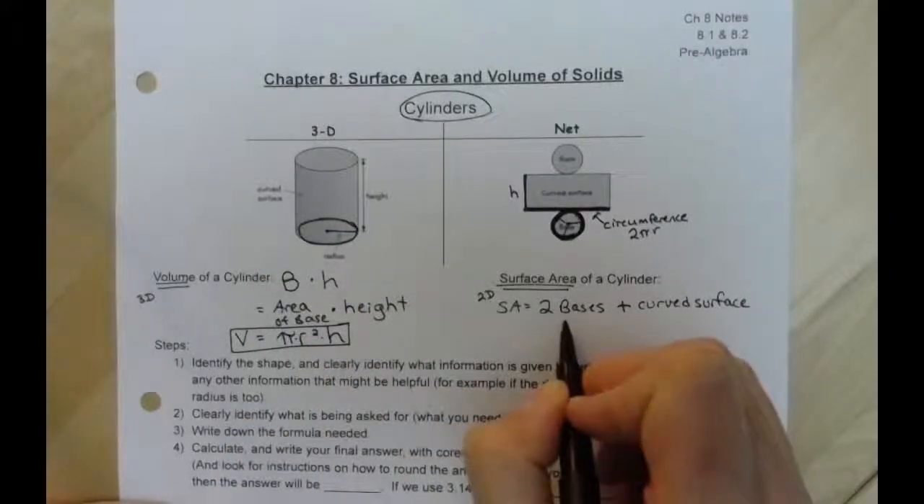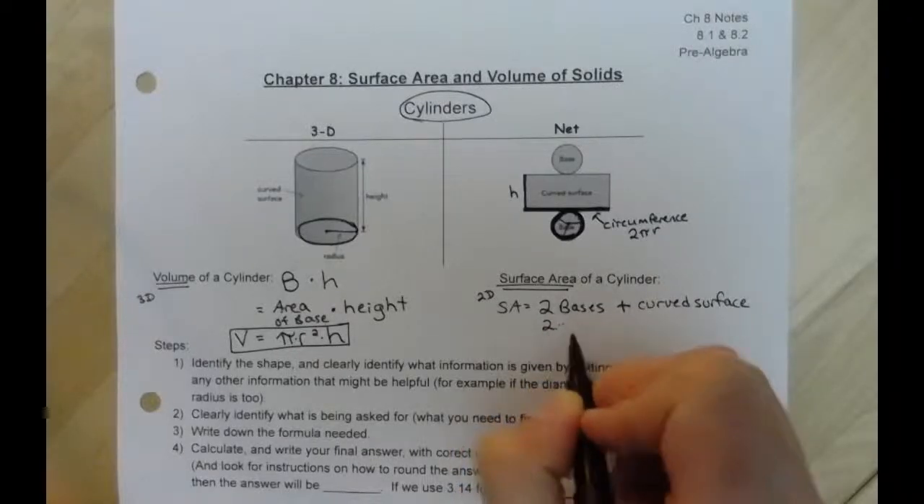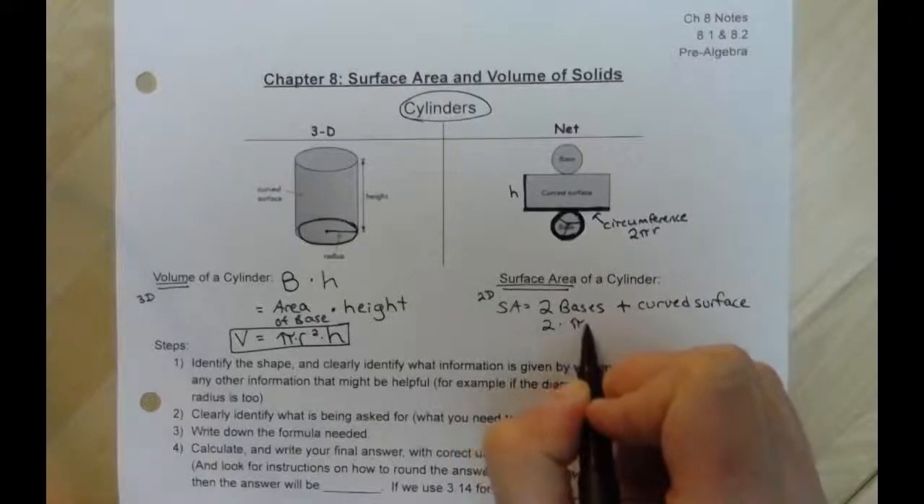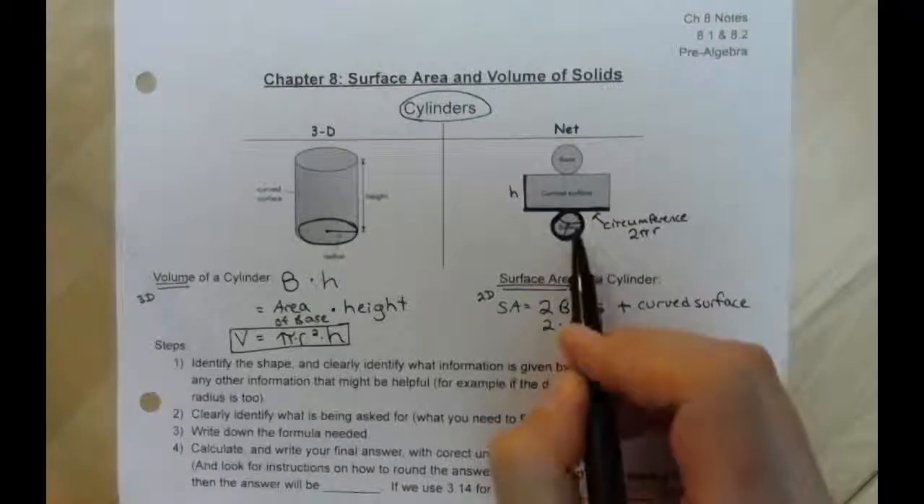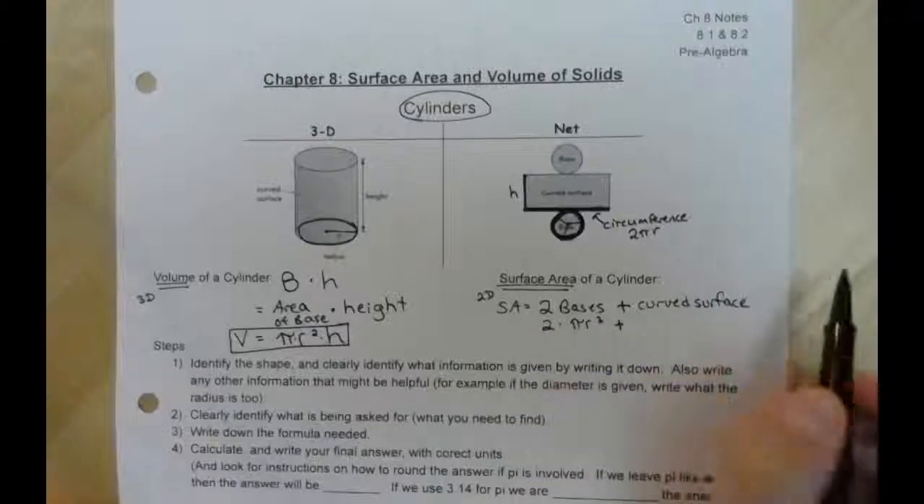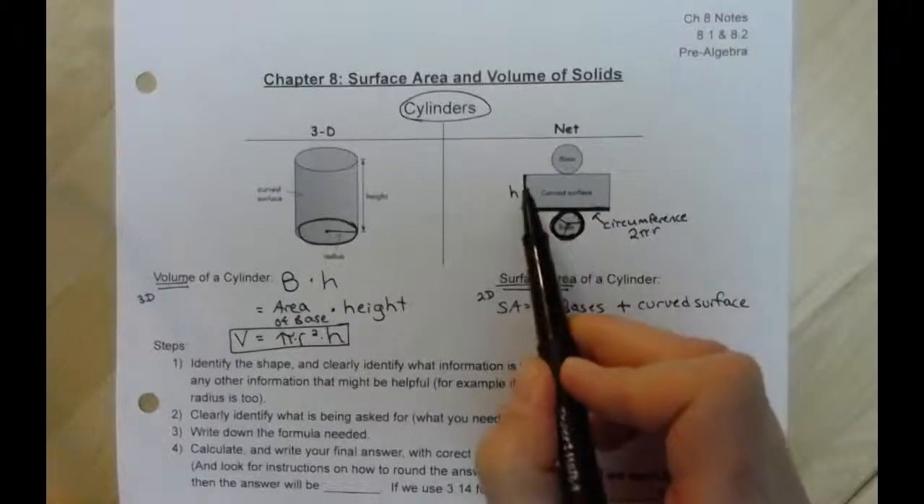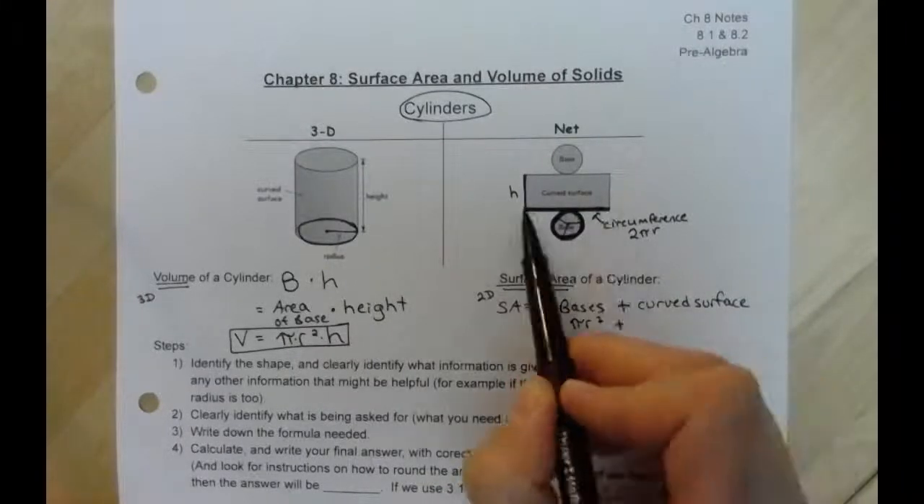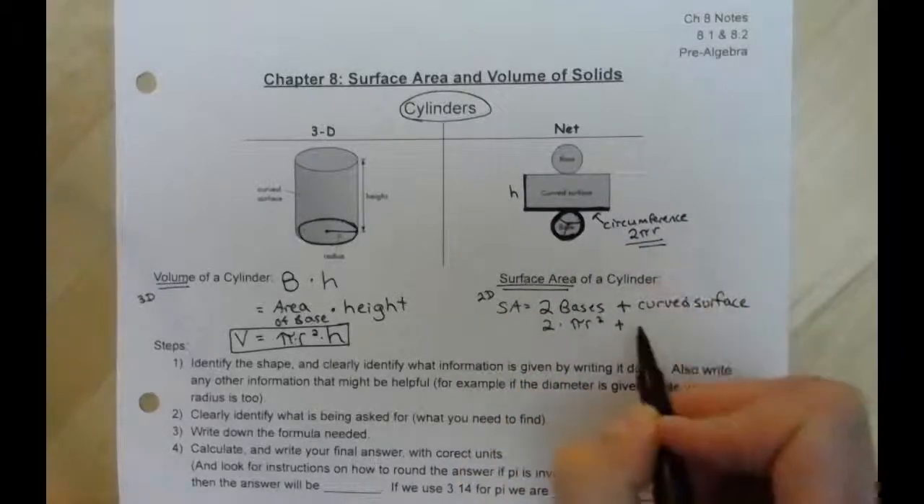So the base again is a circle, and the area of a circle is pi r squared, and we have 2 bases, one here and one here, so we have 2. And also, the area of the curved surface is height times length, right? So we have h times the length, which is 2 pi r.